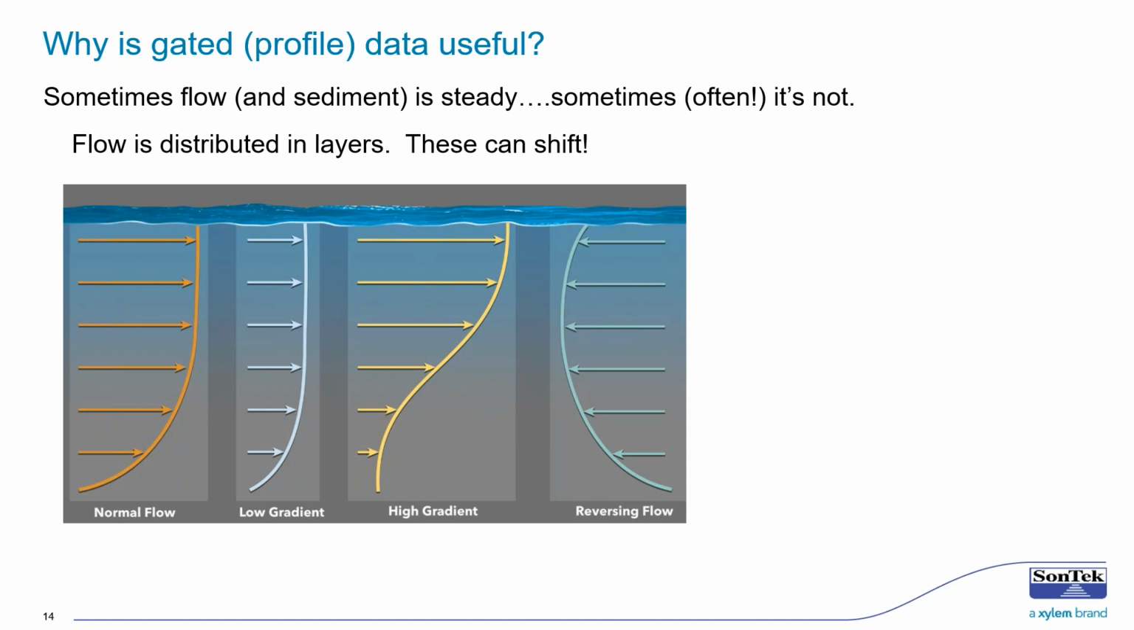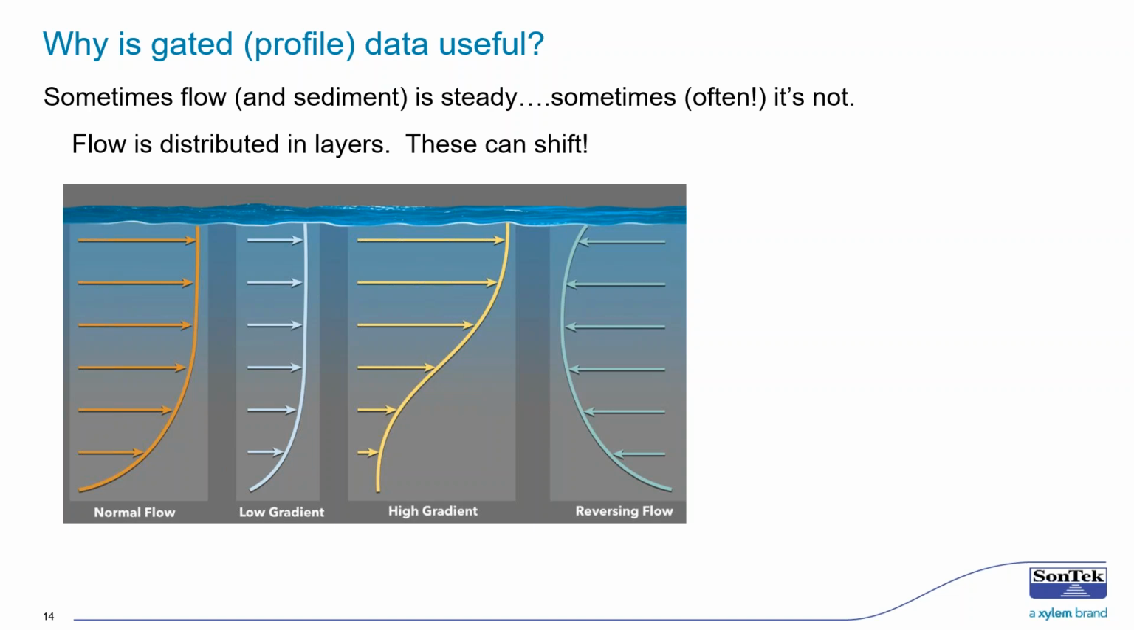Other conditions that can exist are low gradient velocity profiles. That's a condition where the velocity near the bottom and the middle or the top is fairly uniform. There isn't a big difference there, and that can skew your calculations if you're expecting a normal flow velocity profile. There's also conditions where you have a high gradient. So the velocity is low at the bottom, just like you expect, but there's a large difference as you move up through the water column. Again, that can result in some miscalculations.